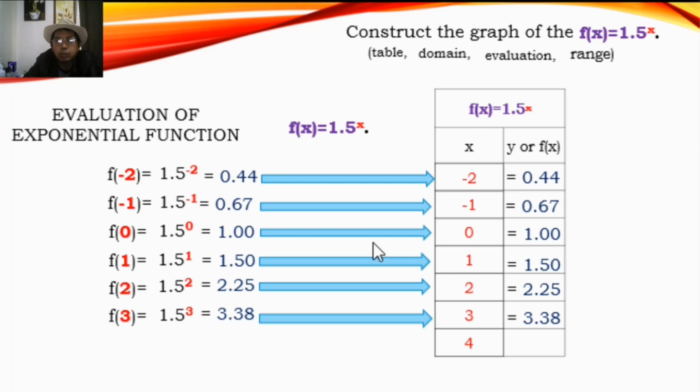Next, the last thing to evaluate is the value of x which is 4. So if my x is 4, f of x will be 1.5 raised to 4. What would be the result? The result would be 5.06. And what would be the location of the point? It will be located at point (4, 5.06).